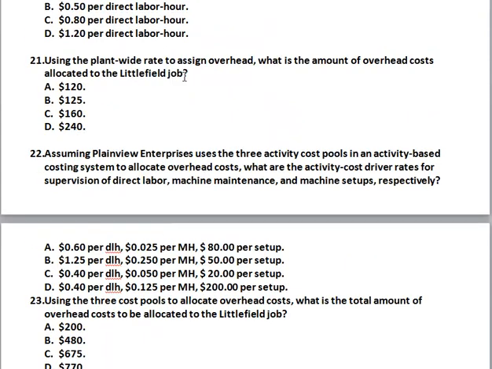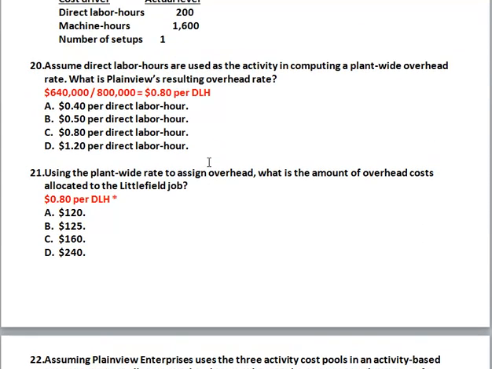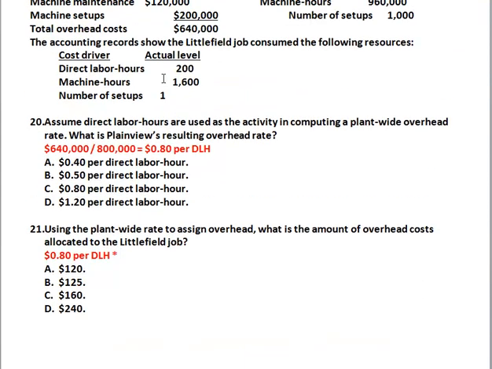So it says using that plant-wide rate, what amount of that overhead cost would go to that one particular job? So if we're looking simply at the Littlefield job and we have a rate of 80 cents per direct labor hour, then we want to multiply that by the number of direct labor hours that were worked on the Littlefield job. So if it used 200, then that means we would give the Littlefield job only $160 of the overhead.